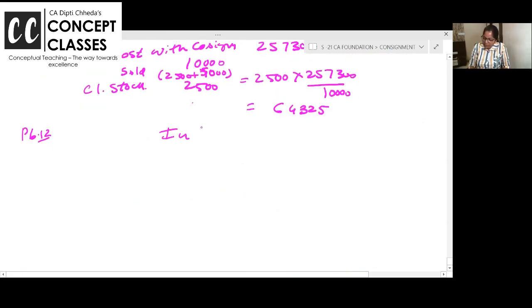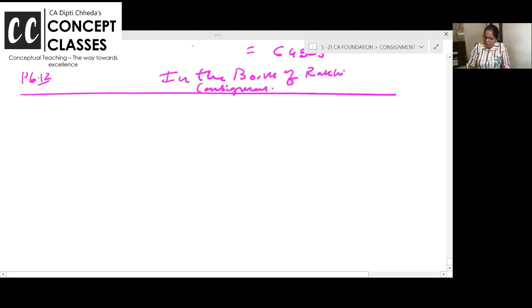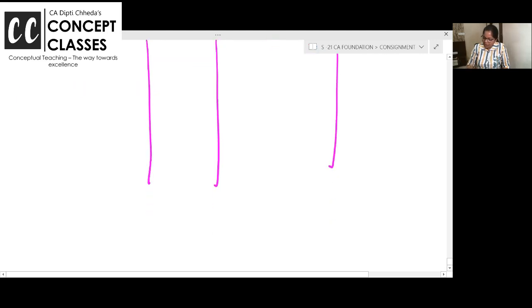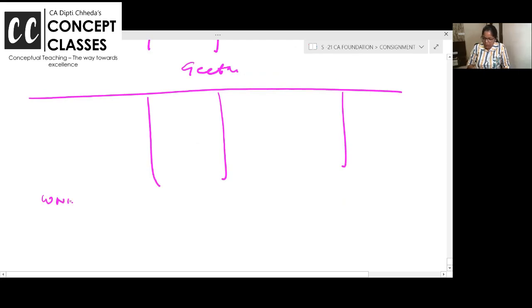Now in the books of Rakhi. ठीक है, फॉर्मेट बना के टेक 2 minutes ब्रेक, कंटिन्यू कर रहे हैं ना आप लोग भी. बस ये फॉर्मेट बना के जाओ. कंसाइनमेंट अकाउंट डेबिट. Consignment account debit, and we have sold the goods to Geeta, our consignee. उसका भी account credit करो. And then followed by working note 1. Okay? Sure. Quickly take 2 minutes break and assemble back.